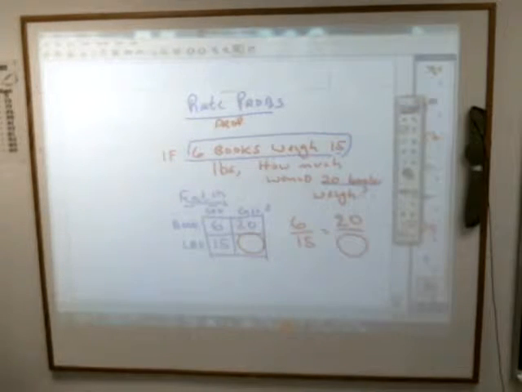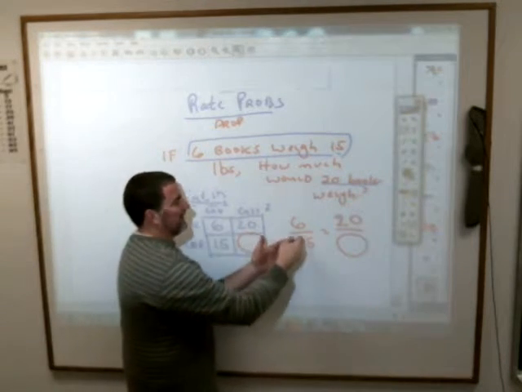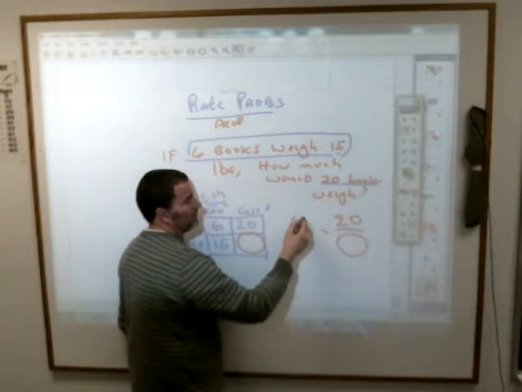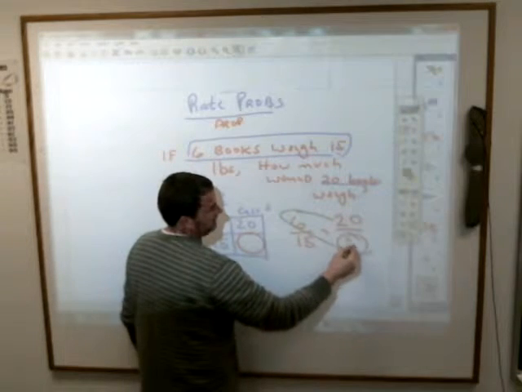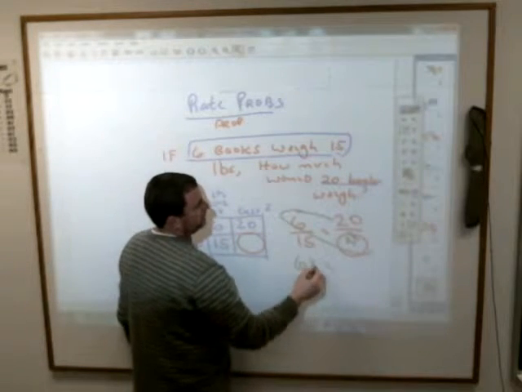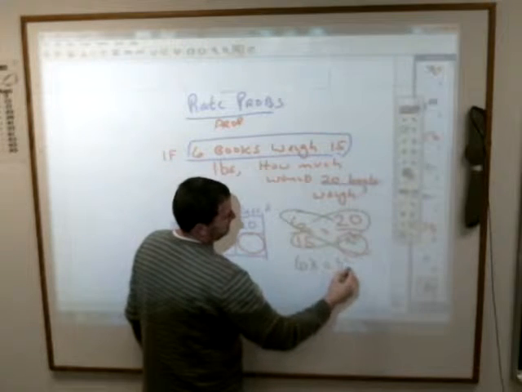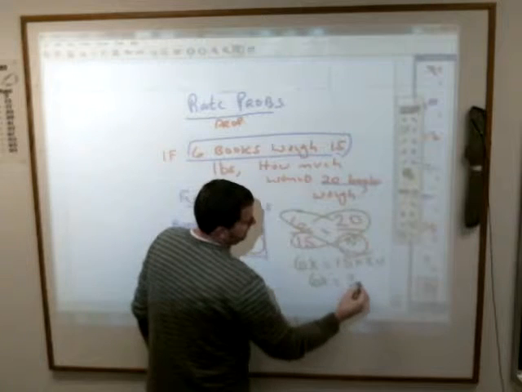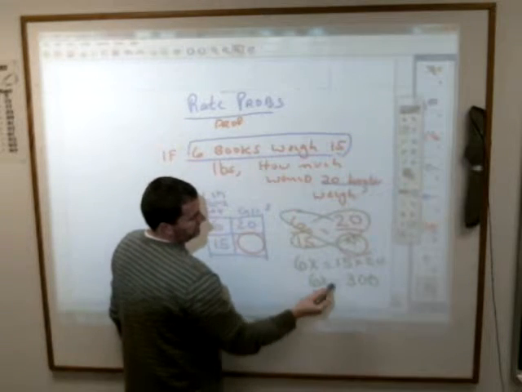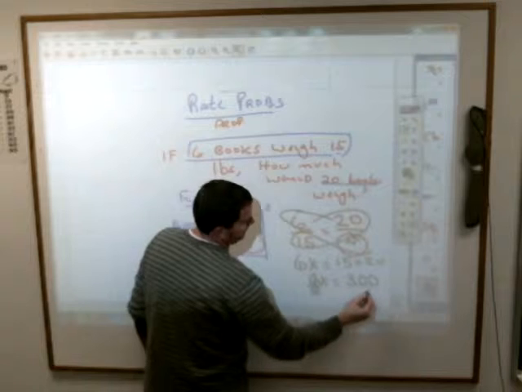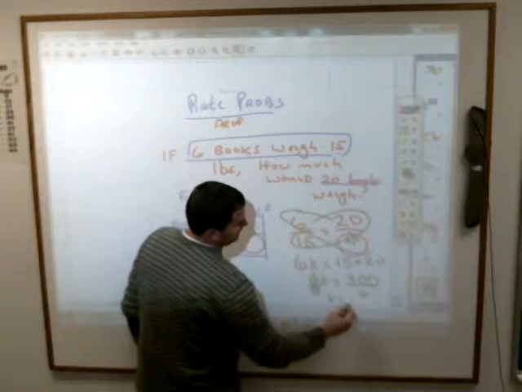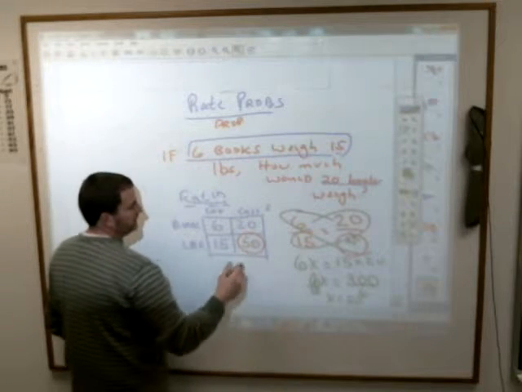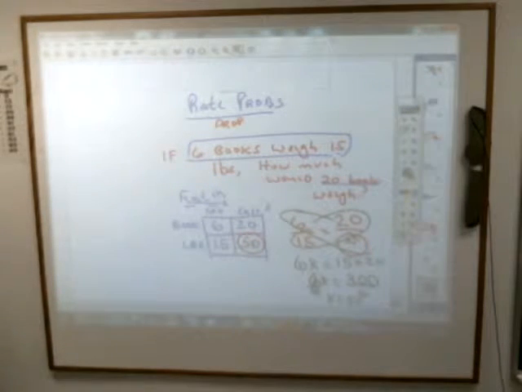Cross canceling, no. Cross canceling means I'm going to divide 5 into this and 5 into that. I can't do that. Cross multiplying means I'm going to take this times this. 6 times what number equals 15 times 20. So 6 times what number equals 300. Divide by 6 to solve, and x equals 50 pounds. That always works, by the way.